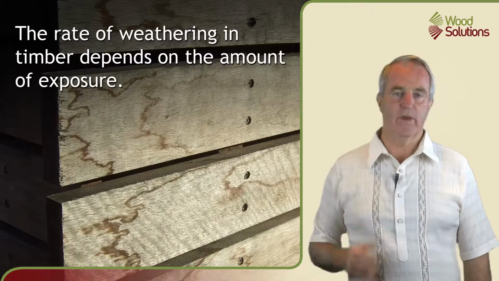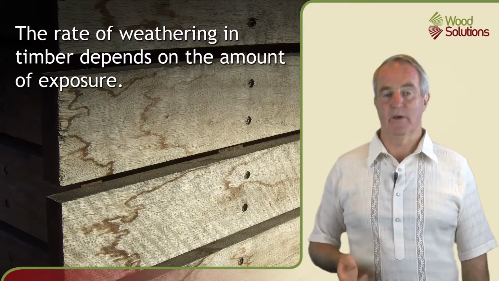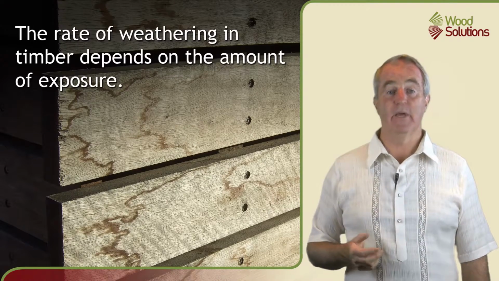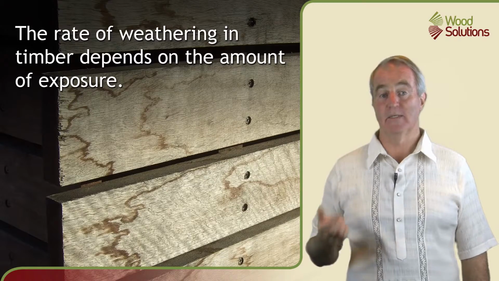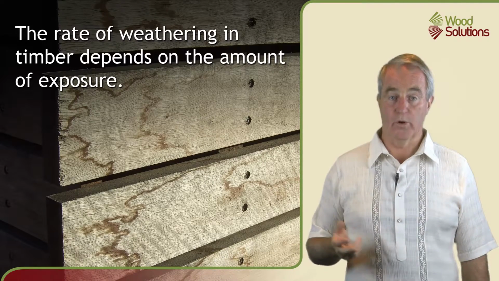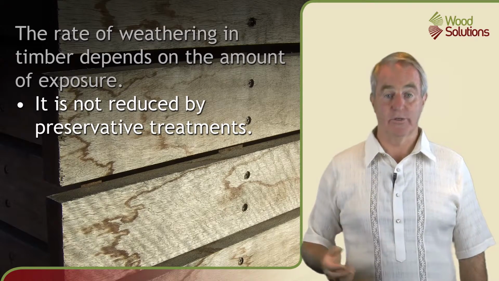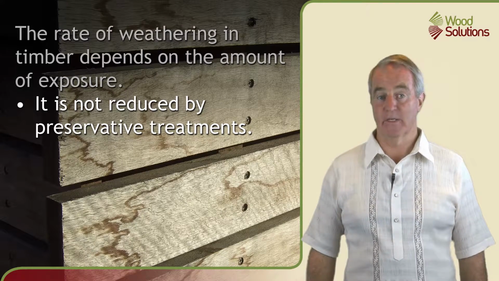The rate of weathering in timber depends on the amount of exposure. It is usually very slow, at about 0.1 of a millimetre per year, depending upon species, location and board orientation. However, weathering is not reduced by preservative treatment of the timber.